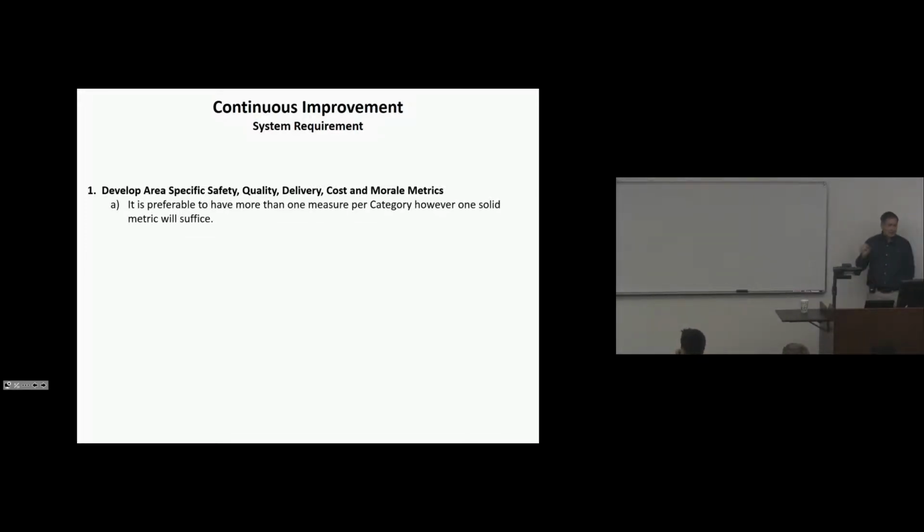It's preferable to have more than one measure per category, although one solid metric will suffice. Just give us a measure on one of these categories. Just give us one. Hard to get more than one. It's hard to get one, yes. Trended periodically, the shorter the frequency, the better.